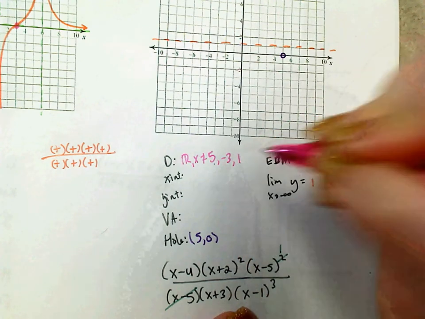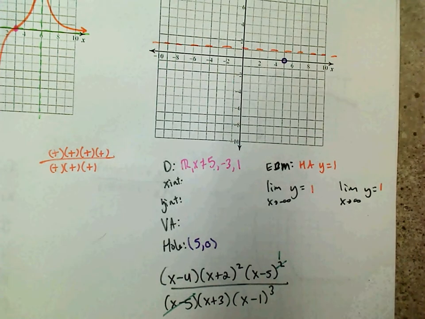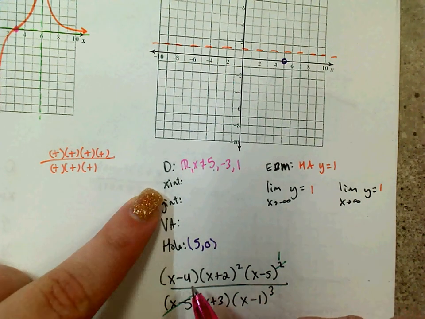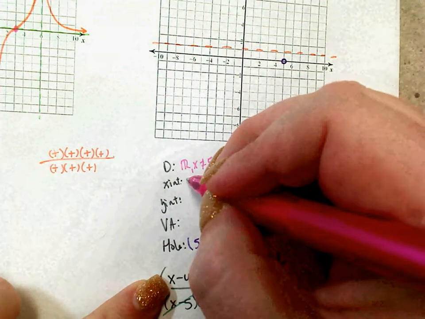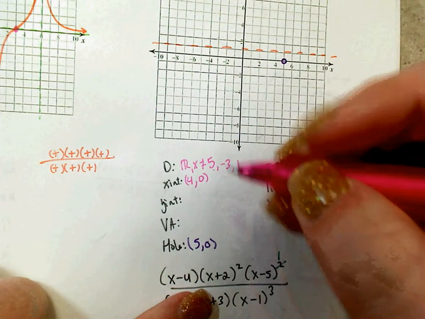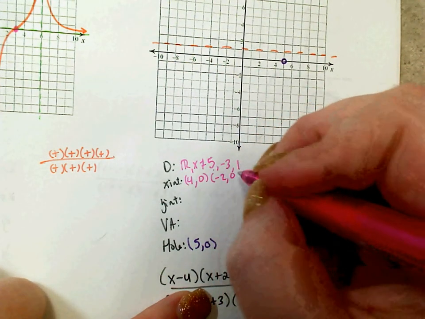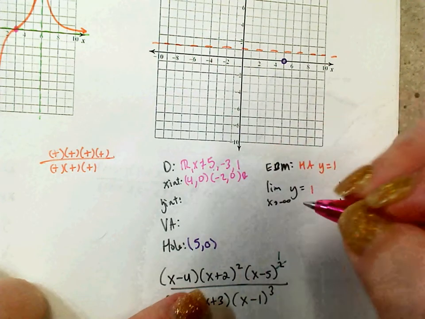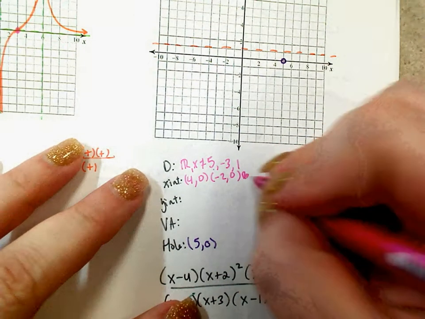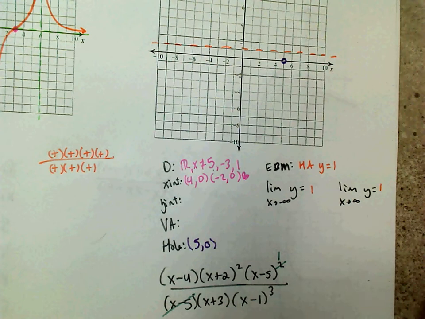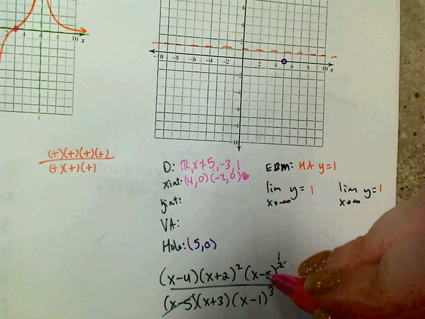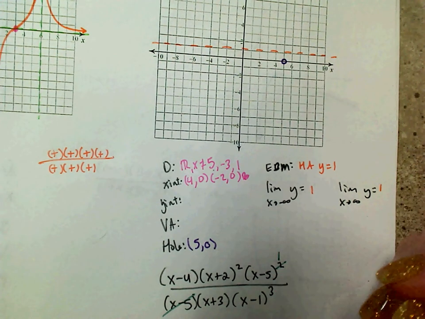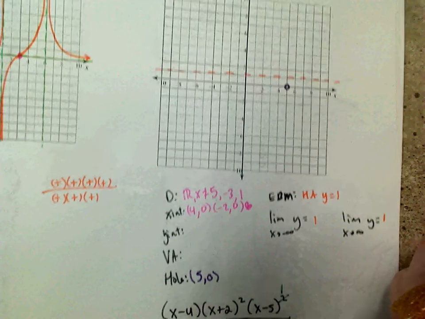X-intercepts. X-intercepts occur when just the numerator is 0. So I have an x-intercept at 4, and I have an x-intercept at negative 2. Now that one is a bounce, so I'm going to put a b beside it so I can remember that it bounced there. And normally I would say there's an x-intercept at 5, but we know that's a hole in the graph, right? So I'm going to plot the points 4, 0 and negative 2, 0.